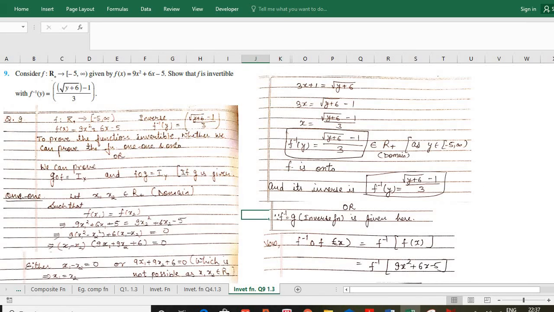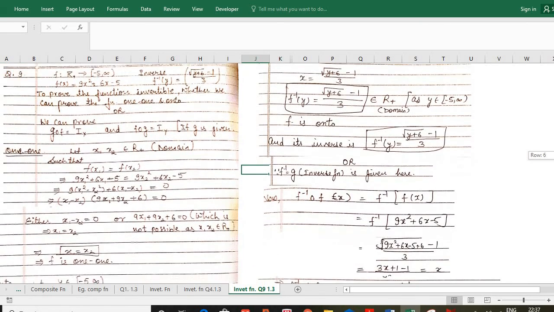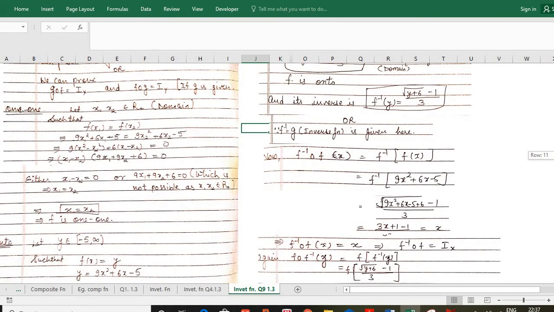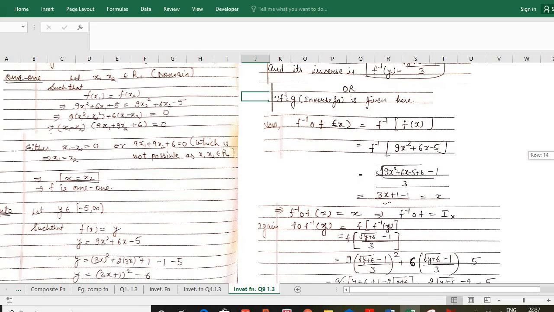So what do you mean by this? If x1 equals x2, what can we say? The function is 1-1. The function is 1-1. Now, in the second case, we will prove onto.